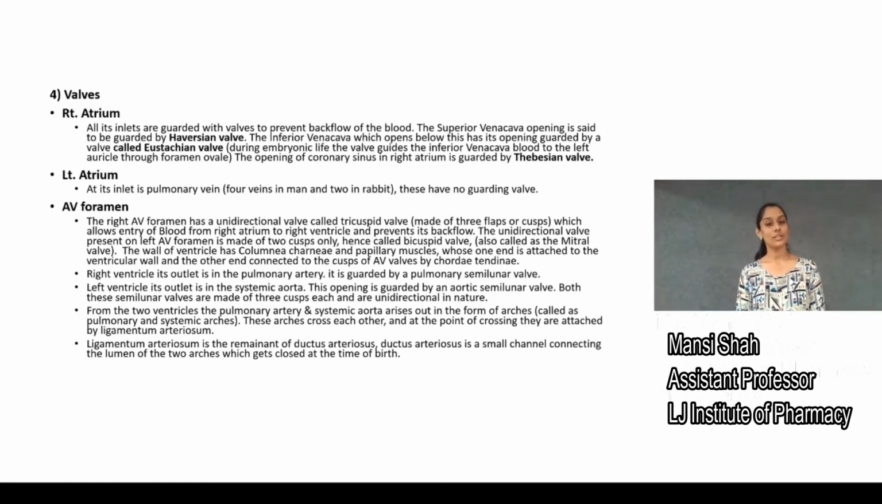From the 2 ventricles, the pulmonary artery and systemic aorta arise in the form of arches, which are called as pulmonary and systemic arches. These arches cross each other, and at the point of crossing they are attached by a ligamentum arteriosum. Ligamentum arteriosum is the remnant of ductus arteriosus, which is a small channel connecting the lumen of 2 arches, which gets closed at the time of birth.